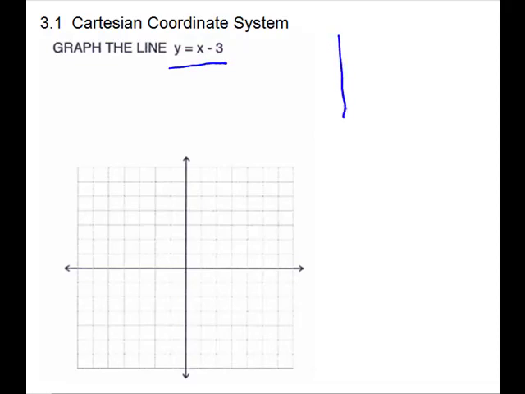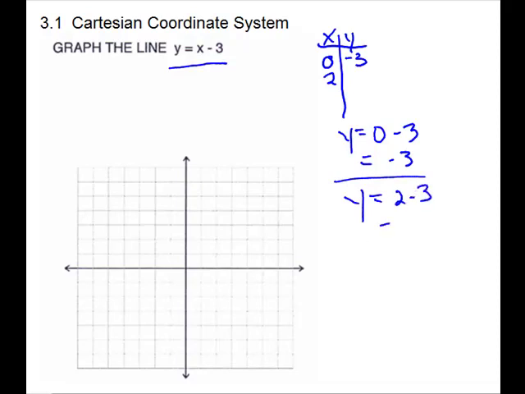We're just going to make a little t-chart. And you're going to substitute into the one that's not isolated. So we're going to plug into the x, anything we want, but we have to graph it. So let's say we pick a 0. Pick it, write it down, plug it in. So y equals 0 minus 3 is negative 3. And then you start over. So we're going to pick something else. Let's say we pick a 2. Pick it, write it down, plug it in. Equals negative 1.